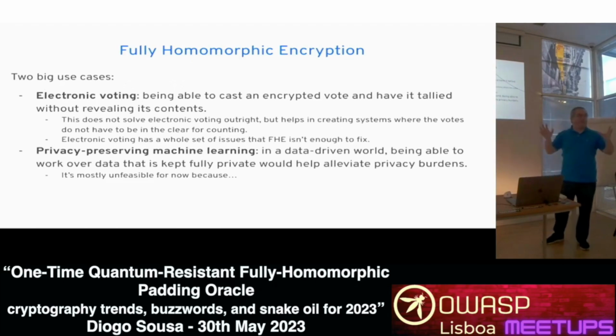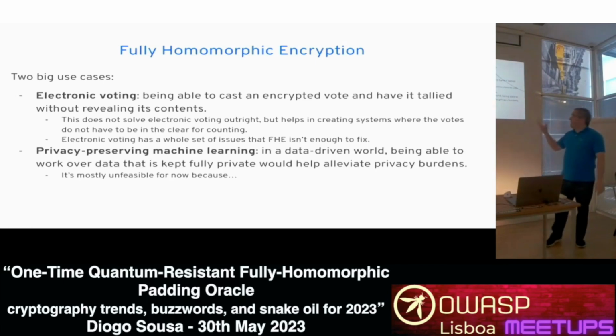The first one should be the most obvious one, electronic voting. So basically, with a system like this, you should be able to cast an encrypted vote, and it can be tallied without revealing its content. So as your vote goes through the whole system, nobody can see the plain text of your vote.